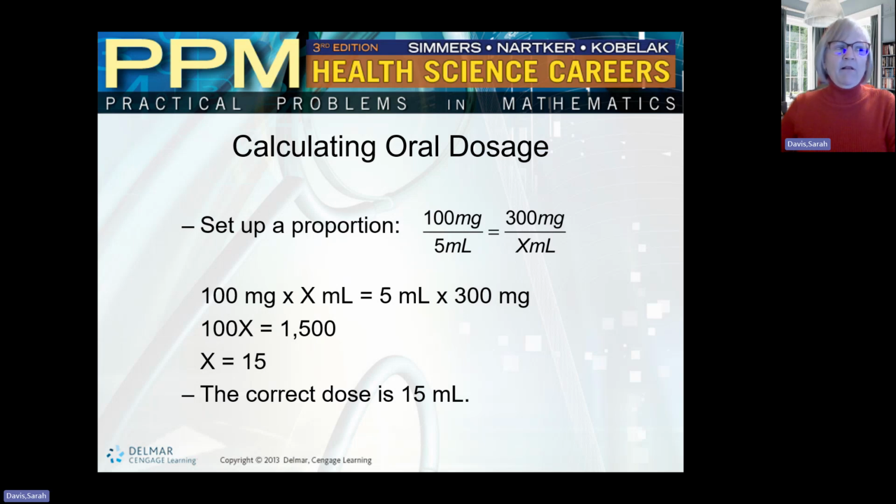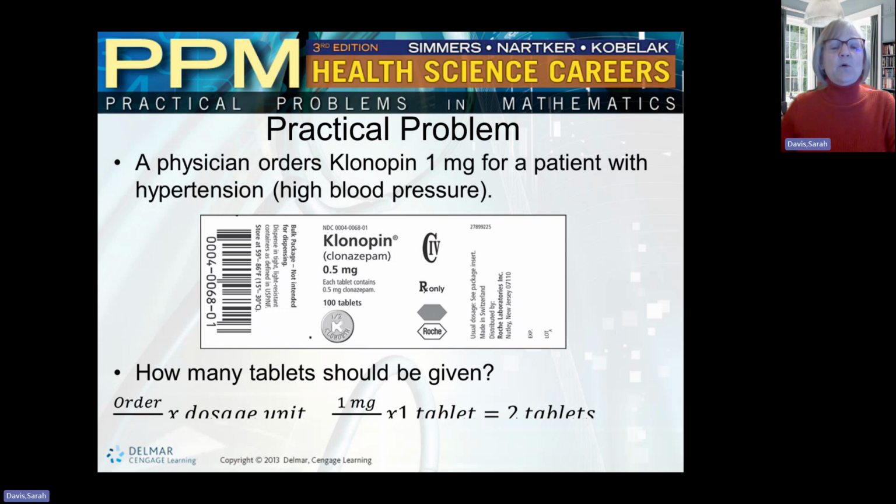So that's great if we're given all of that information and we just have it written out for us somewhere, right? But what about if I have to actually look at a label? So here's an example. We've got a physician who's ordering Klonopin, 1 milligram for a patient with hypertension. That's high blood pressure. You can see the label here. We're trying to figure out how many tablets do we need to give? Well, first we have to look at the label. You will notice when we look at this particular label, right here, it says it's 0.5 milligrams. Each tablet contains 0.5 milligrams.